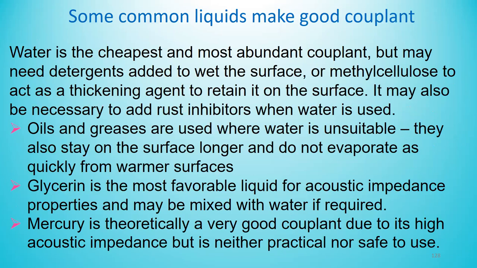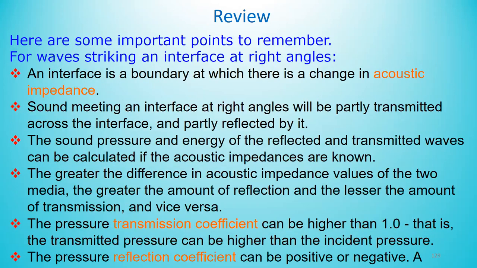Water is the cheapest and most abundant couplant, but may need detergents added to wet the surface, or methyl cellulose as a thickening agent to retain it on the surface. It may also be necessary to add rust inhibitors when water is used. Oils and greases are used where water is unsuitable. They also stay on the surface longer and do not evaporate as quickly from a warmer surface. Glycerin is the most favorable liquid for acoustic impedance properties and may be mixed with water if required. Mercury is theoretically a very good couplant due to its high acoustic impedance, but is neither practical nor safe for use.